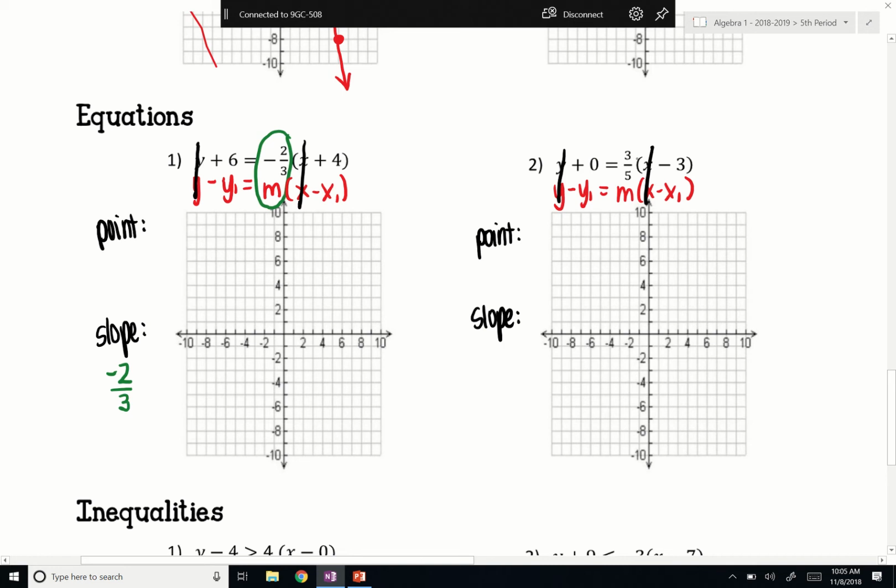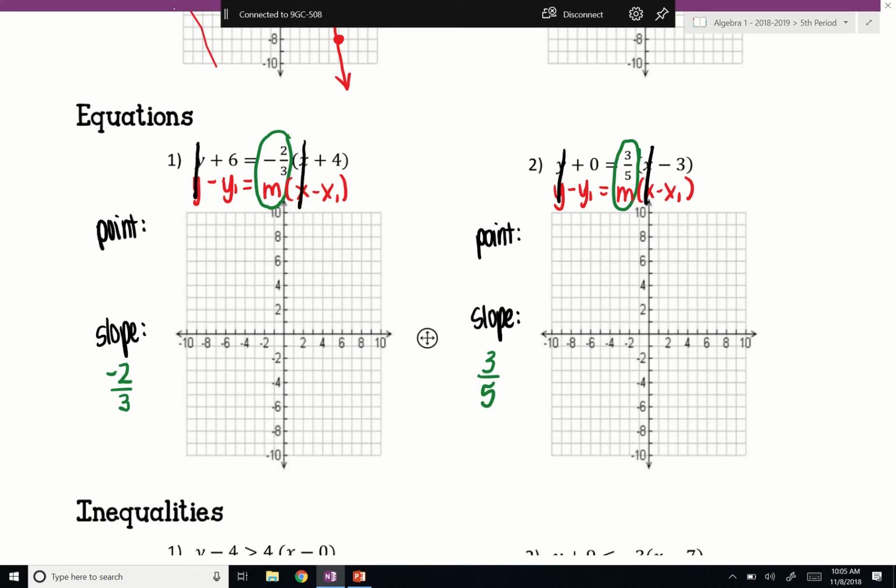Perfect. What's my slope in this second equation? Perfect. Those were easy, right? But just because we know slope doesn't mean we can graph a line yet, because we have to know where to start. Our point is our starting point.